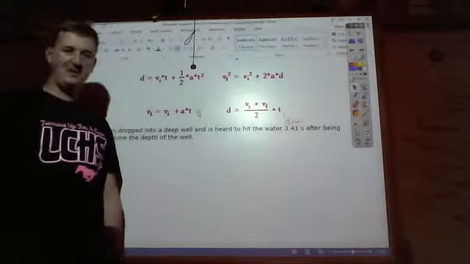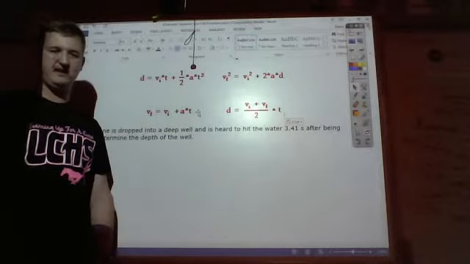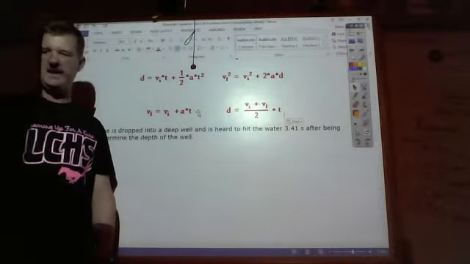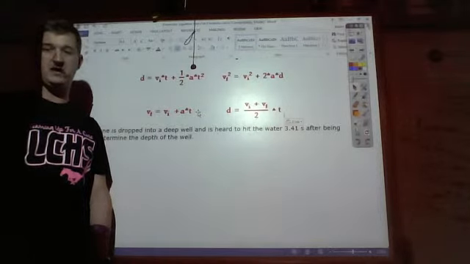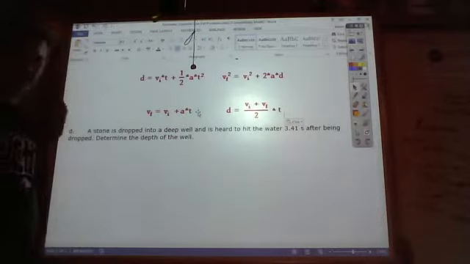Hello class, so we're going to basically start doing some free-fall problems using kinematic equations. If you look on the second page of your packet that's in there, we're going to work letter D, and so here we go.